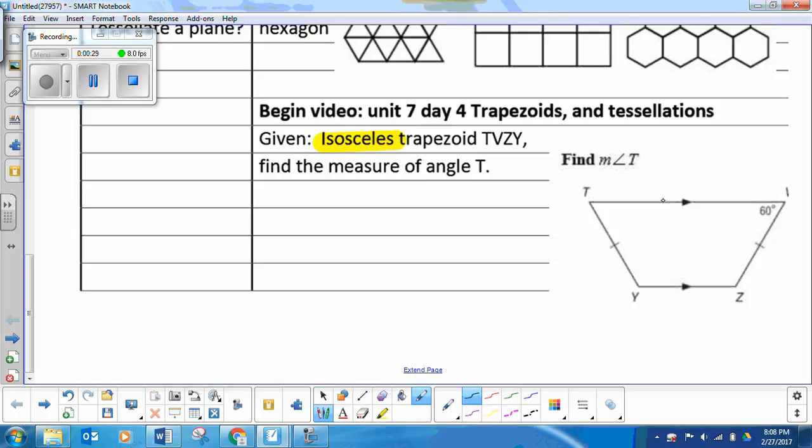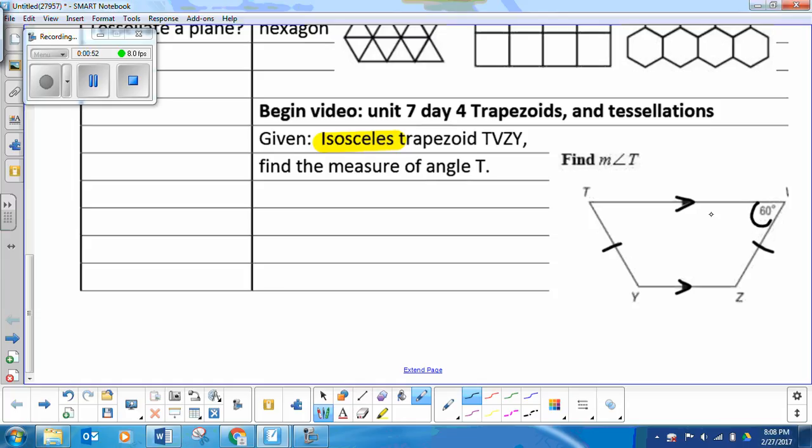Here is our isosceles trapezoid. They've already kind of given away one of the important pieces. We've got two sides that are congruent because in our isosceles trapezoid, the legs are always congruent. Those are the sides that are not parallel. You can see here we have our two parallel sides. We've been told that the value of angle I is 60.